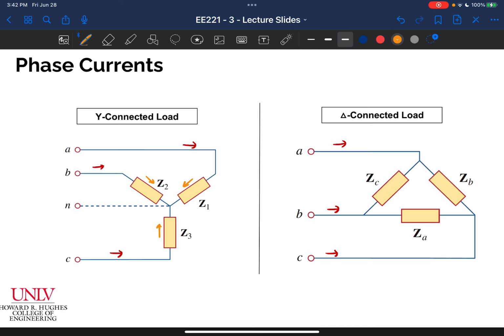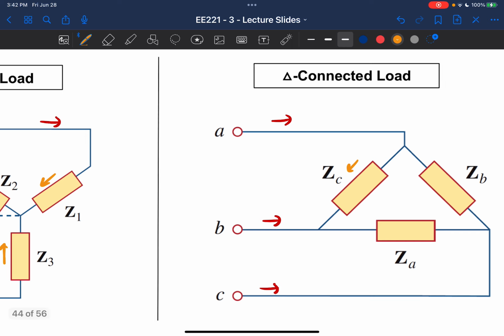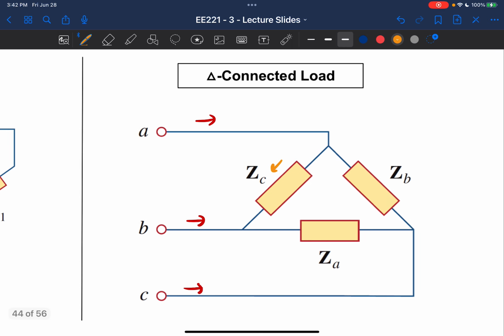So the delta-connected load, ZC is going to have a current that flows through it, right? And that's not going to be the same as this current here. This current is going to come into this node and basically split between these two paths. And so part of it's going to flow in ZC, and the rest of it's going to flow in ZB. The same goes for the other two currents. So I might define my currents like this.